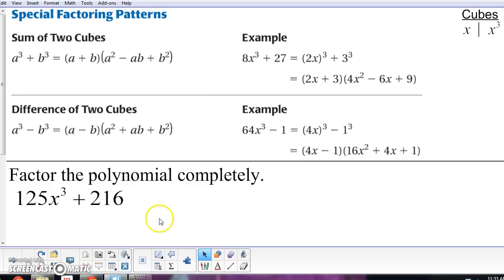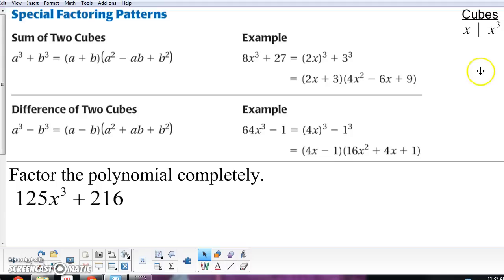In this video, we're going to continue looking at factoring polynomials using two new special factoring patterns, the sum of two cubes and the difference of two cubes. For both of these, we have to be able to recognize that we've got two perfect cubes and then either an addition sign or a subtraction sign in between them.